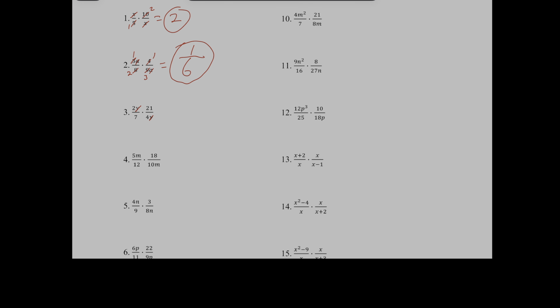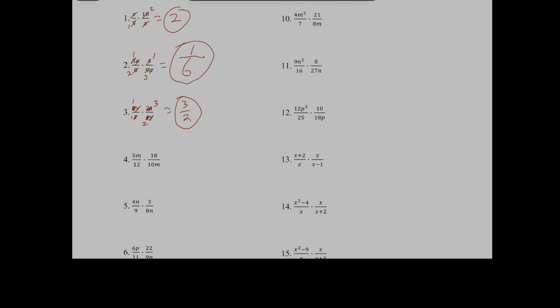Okay, here my y's will cancel out. 7 and 21, that'll become a 1 and a 3. And my 2 and my 4 will become a 1 and a 2. What's my answer? 3 over 2 is all that's left. Okay, or 1.5 if your teacher prefers you to not have mixed fractions.